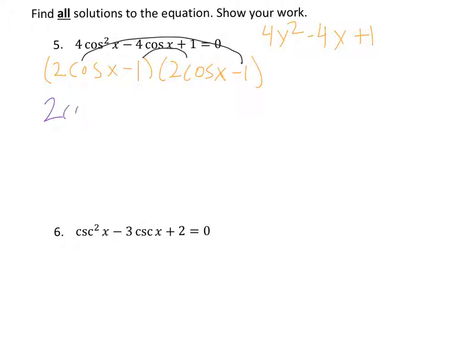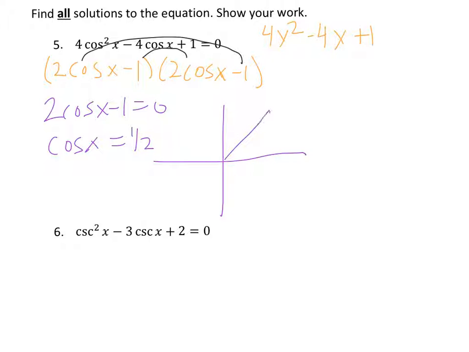So I'm going to have 2 cosine x minus 1 equals 0. If I solve for that, that's cosine x is equal to 1/2. So that's the only picture that I'm drawing. So it's positive, all turtles cry. I have my adjacent and my hypotenuse. So across from it would be my square root 3. So my angles here are 60 degrees.